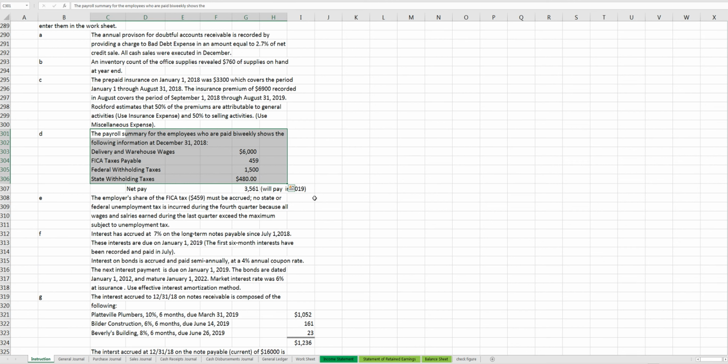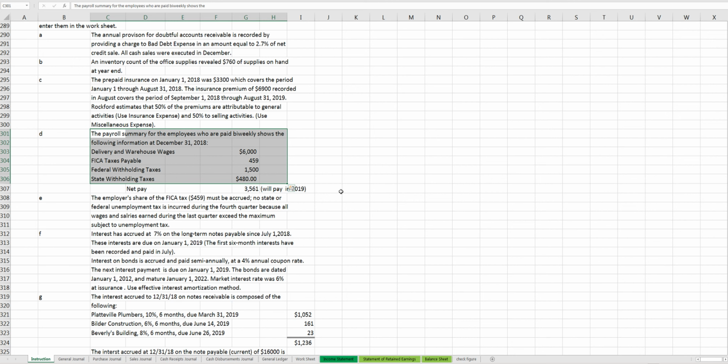Okay, part D. The payroll summary for employees. Alright, so this is accrual accounting. Although it's not a salary day, we need to accrue expenses for the year 2018, and this amount will be paid in 2019. Right, we have seen these already.